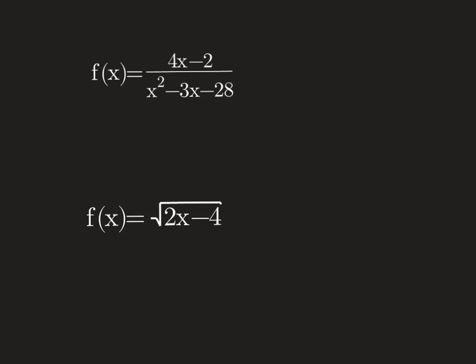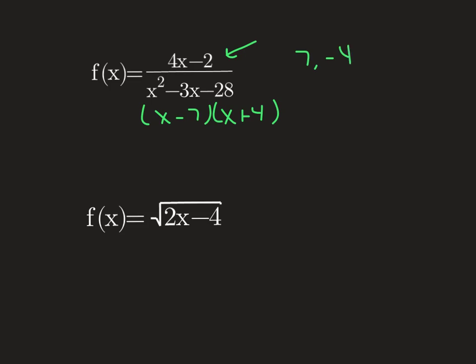Okay, a couple here, and the directions are just tell what the domain is. If it's a fraction, never worry about what the numerator is. I'm only worried about the denominator being 0, so I'm going to factor this one. I'm trying to think of factors of 28 that would give me 3. That would be x minus 7 and x plus 4. So what that tells me is my domain is everything except for 7 or negative 4. 7 makes the denominator 0, negative 4 makes the denominator 0.